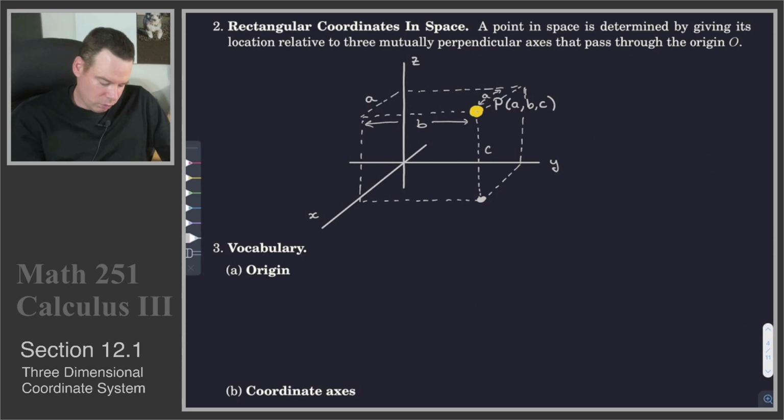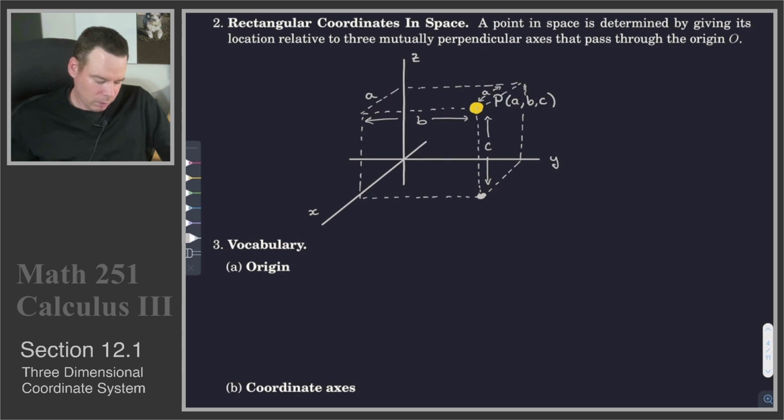And then we've already drawn C. That was the first one I indicated there. That's the height of the point. So we've got C is the height of the point, A is how far it's coming out of the page or into the page if it's negative, and B is how far to the left or right of the XZ plane this point is.